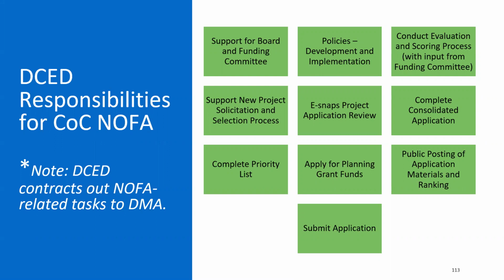They support the new project solicitation, so writing the RFP, for example, and that selection process in collaboration with the funding committee. They also do all the eSNAPS project application reviews, so making sure those applications meet HUD threshold and cover all the bases. DCED and DMA also complete the consolidated application, so actually writing the narratives for HUD and compiling all the necessary attachments. They complete the priority list, apply for planning grant funds, and publicly post all the application materials and ranking, and HUD has specific requirements about when things need to be posted. And lastly, they submit the application.